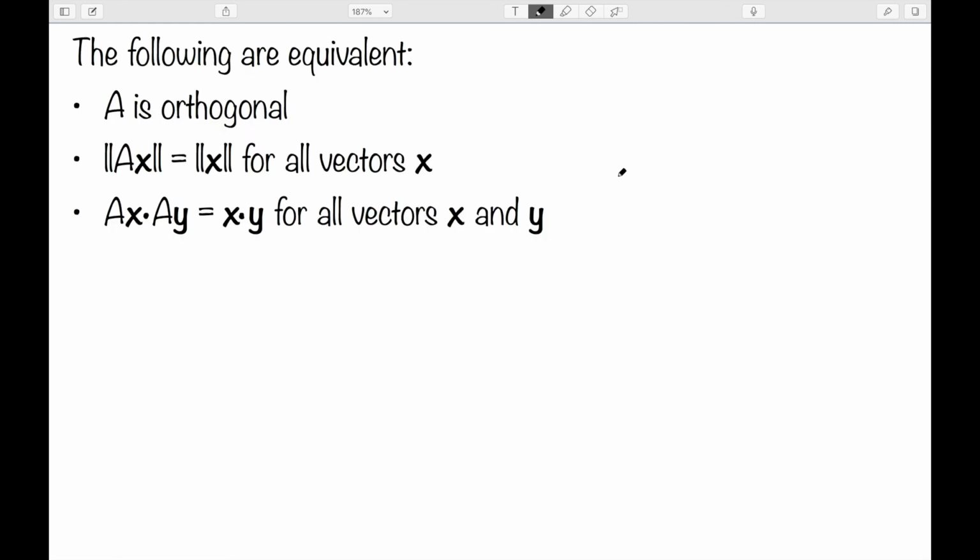The last thing I want to look at in this video is a few more things that are equivalent to being orthogonal. So if I have an orthogonal matrix, the norm of A times X is equal to the norm of X for all vectors X in R^n. So we do need to be able to actually multiply AX, but this will work for all valid vectors X. In addition, the dot product AX dot AY is going to be equal to X dot Y for all vectors X and Y such that this multiplication makes sense.